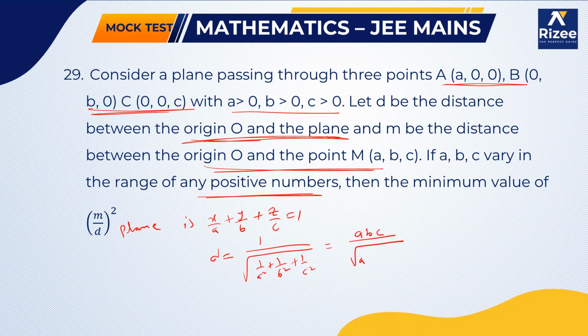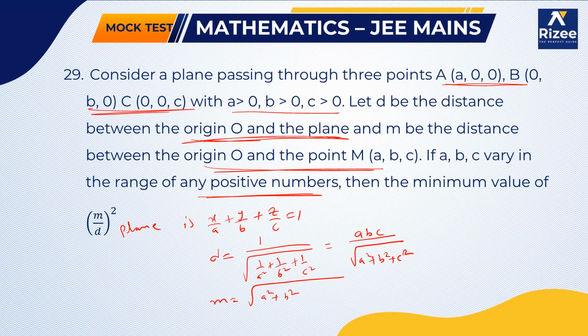M is equal to the distance from the origin to the point. So by the formula, x2 minus x1 whole square plus y2 minus y1 whole square plus z2 minus z1 whole square. M is equal to a minus 0 whole square, a square, b minus 0 whole square, b square, c minus 0 whole square, c square.